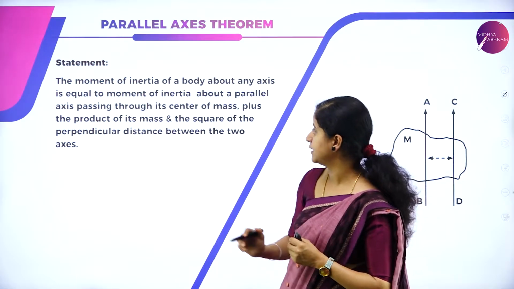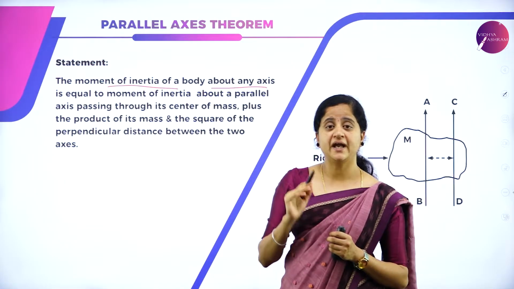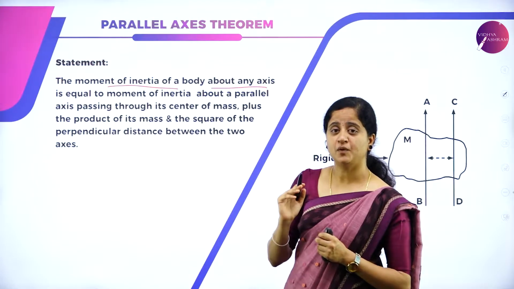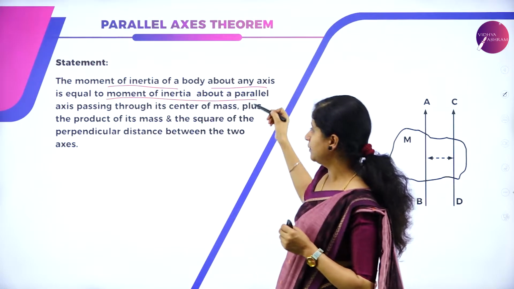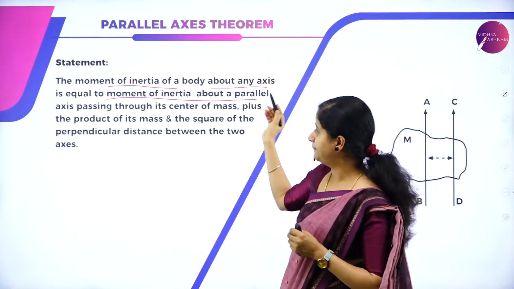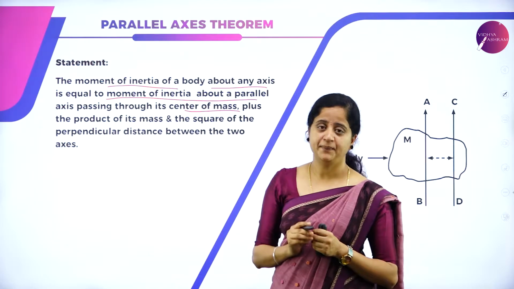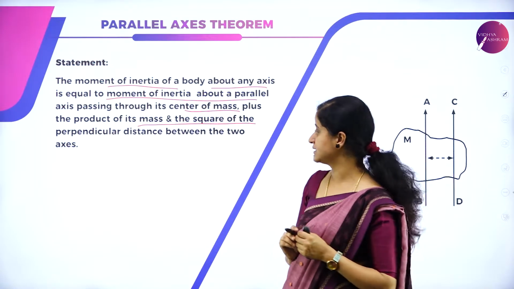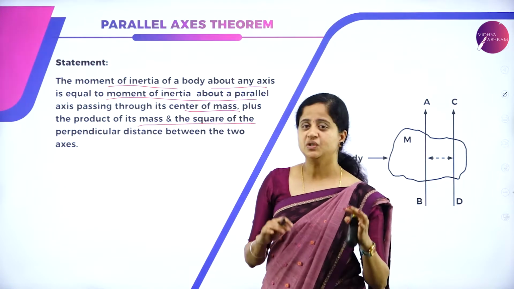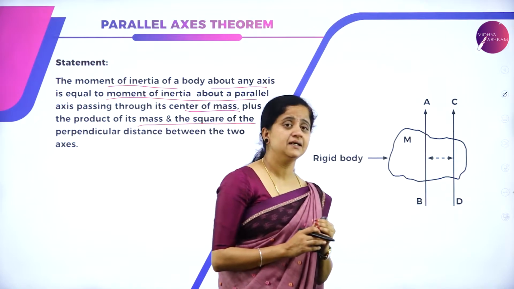What is the statement? It states that the moment of inertia of a body about any axis is equal to the moment of inertia about a parallel axis passing through its center of mass, plus the product of its mass and the square of the perpendicular distance between the two axes. You can remember this statement in a simple way by just understanding the diagram.